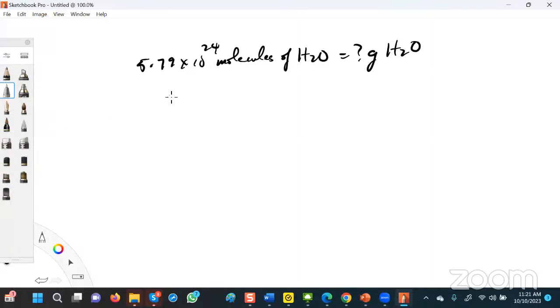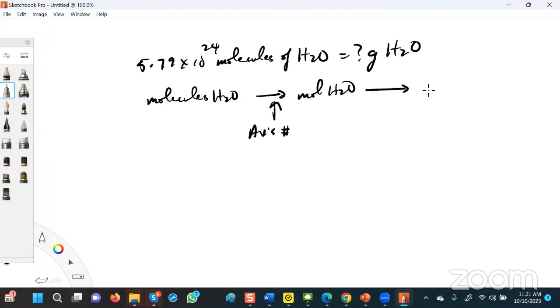So what we would do is go from molecules of water and convert that to moles of water. In order for us to do that, we're going to need to use Avogadro's number. And then we go from moles of water to grams of water. And in order to do that, we're going to need to use the molar mass of water, all right? So we're going to start off with what we're given, 5.79 times 10 to the 24 molecules.